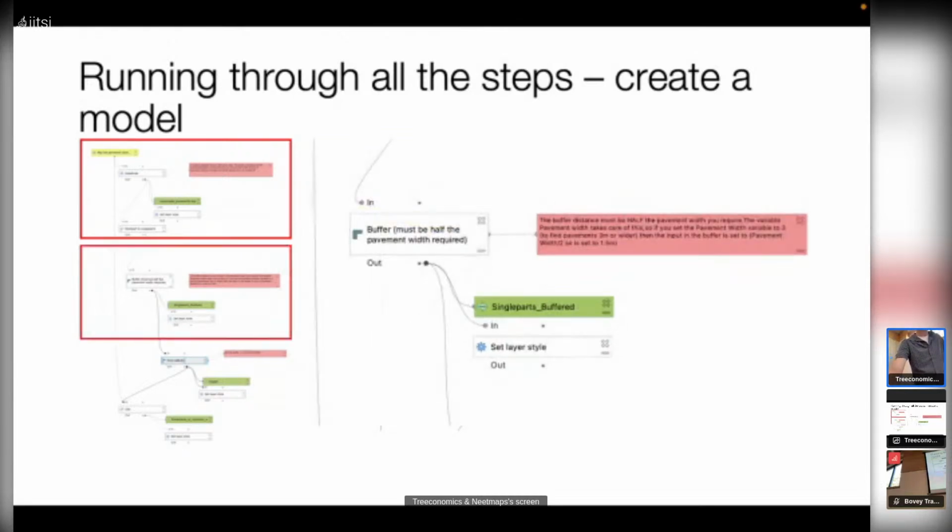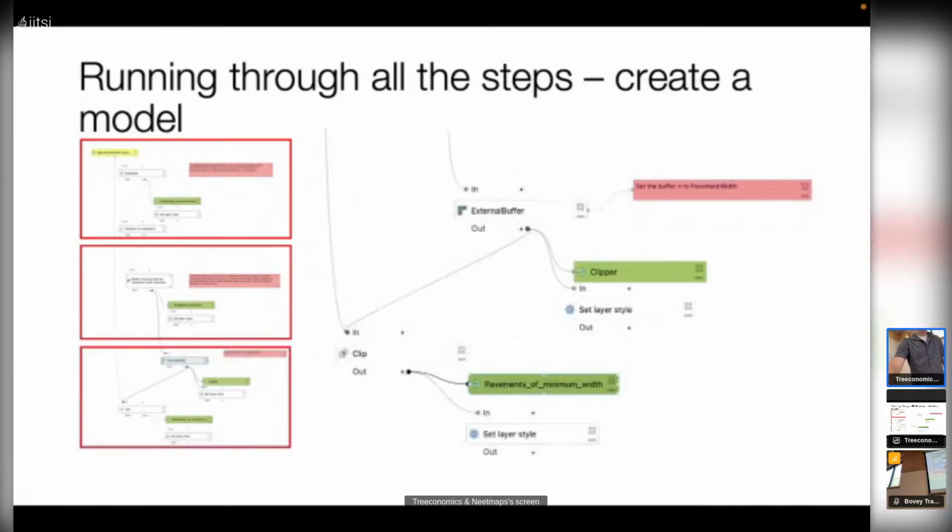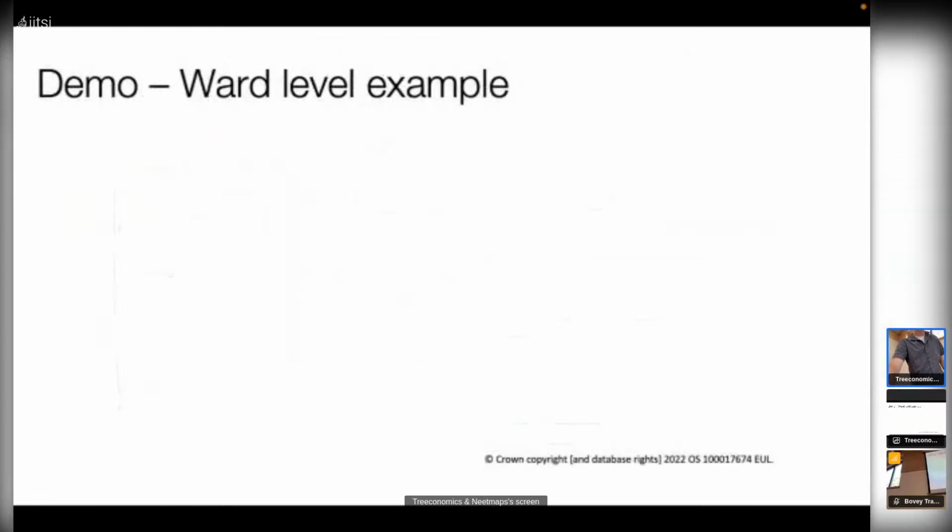The next bit is I'm buffering those by half the distance. So say we're looking for a 3 meter wide pavement, we buffer it by minus 1.5, so negative half of what we're looking for, to see if anything is left. I had a little variable just called pavement width, so I could just type in 3 and it would do minus 1.5 for me, so I didn't have to think. Then those pink bits are externally buffered to create my clipper, and that clipper clips the original pavement data set. And that's it.